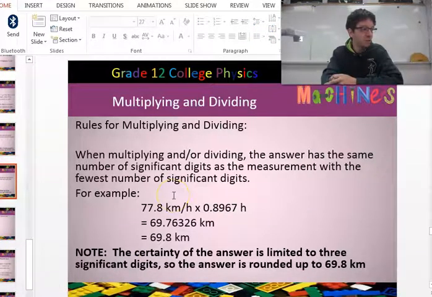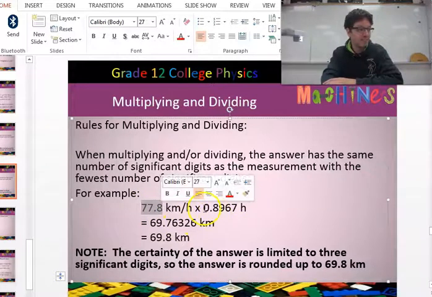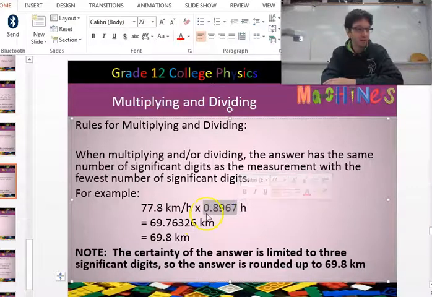Okay, the rule for multiplying and dividing isn't the number of digits you have after the decimal, but it's the number of significant digits you have. So let's look at this example. We're multiplying two numbers. This one has 3 significant digits, and this one has 4. We don't count that 0, it's our placeholder.